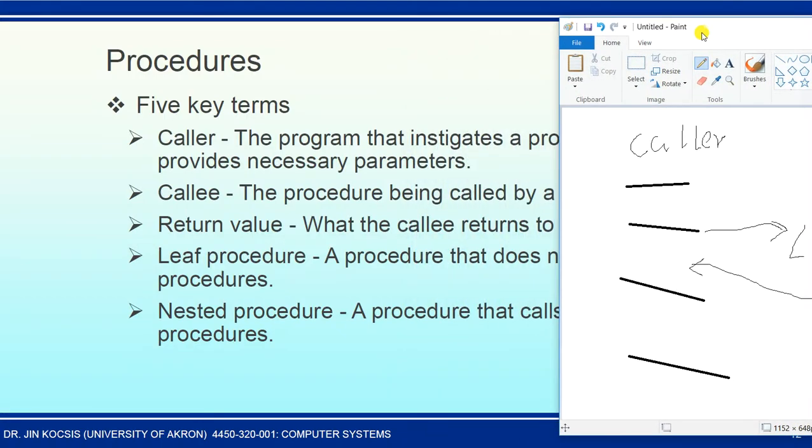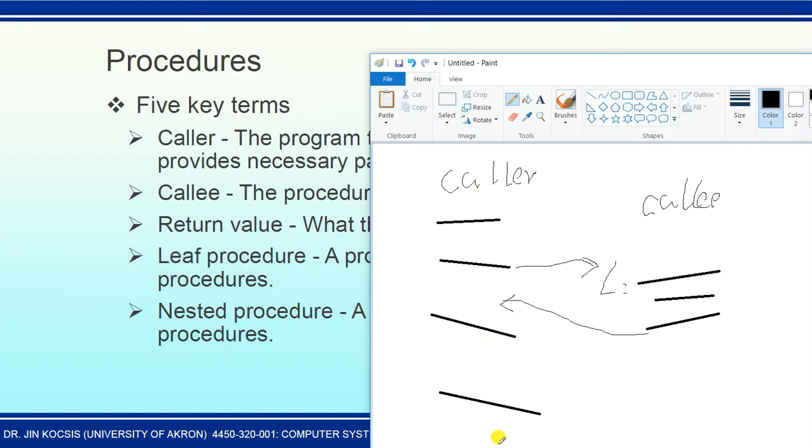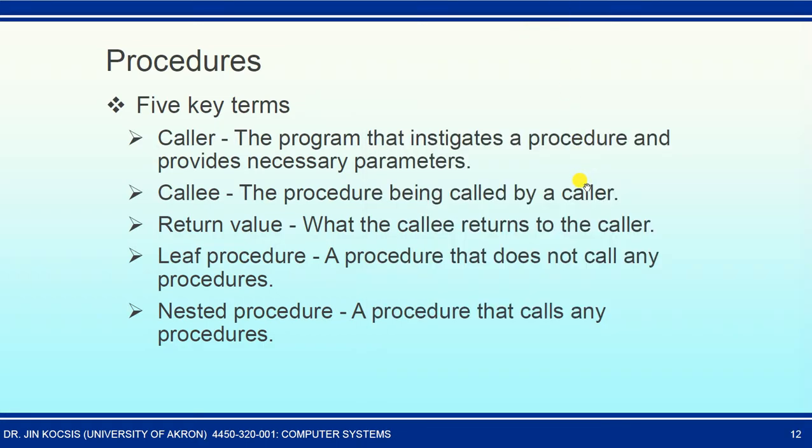Okay, so now let's repeat one more time. So five key terms. First, the caller means the sequence of instructions that needs to call another procedure. So the main procedure is called the caller. And the procedure being called is called the callee. And normally the callee is a leaf procedure because there is no procedure called inside. And the caller is normally a nested procedure, what we call a non-leaf procedure, because it always has a procedure called inside. And sometimes the callee, after finishing its instructions, will return some value, and that is called the return value. I hope this is clear to you.